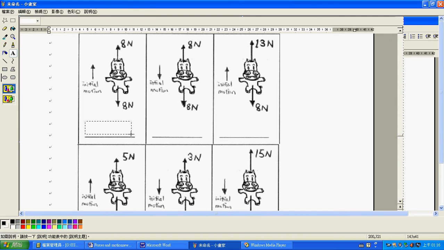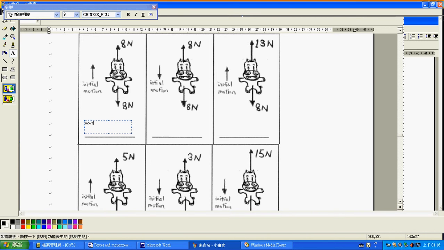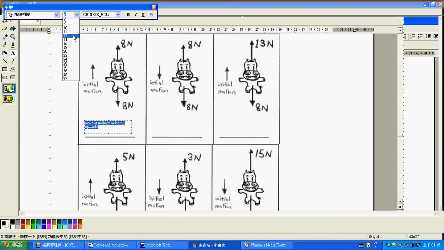So it will move at uniform velocity upward. Okay, can I make it larger? Can I make it 12? Alright, and I'll bold it.